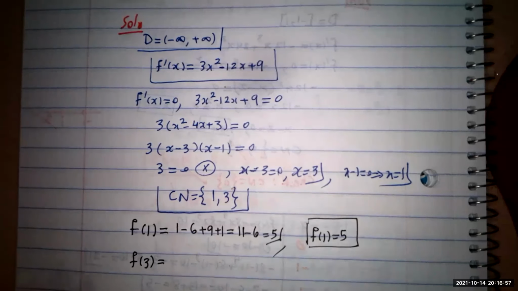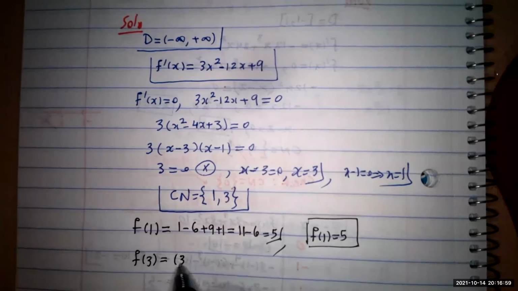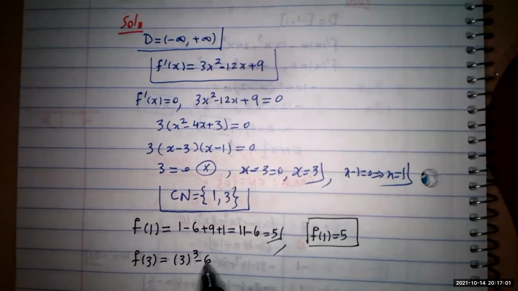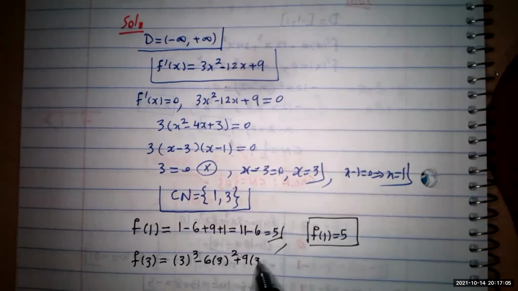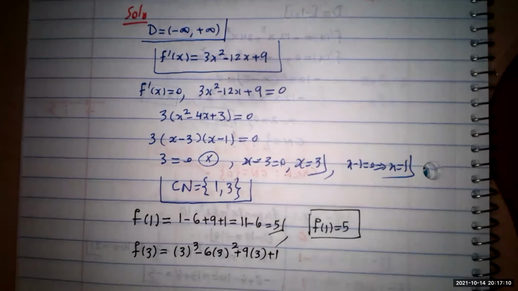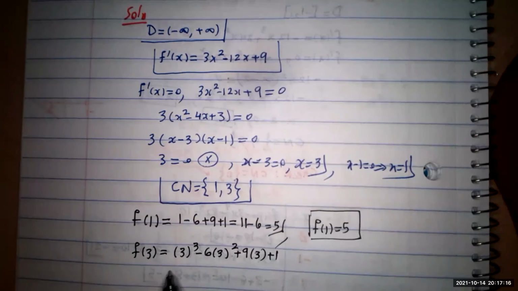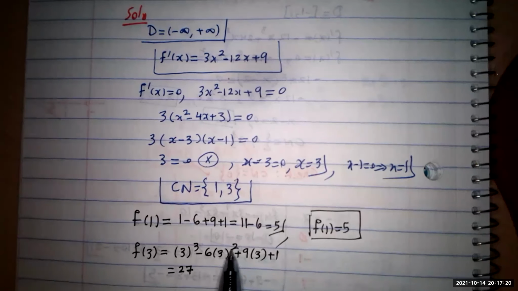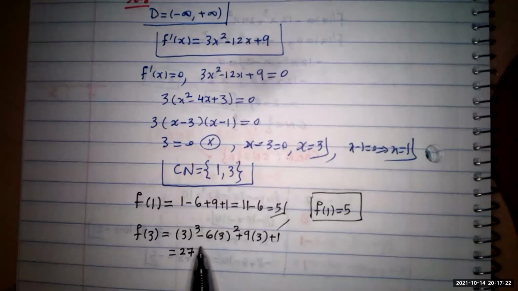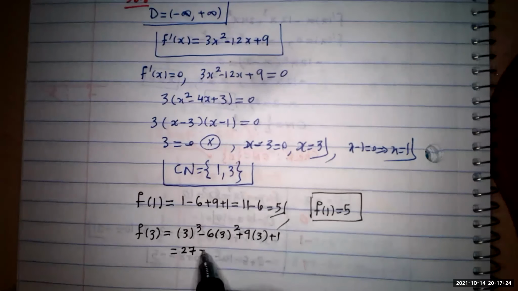If you go back and substitute, that gives us 3 cubed minus 6 times 3 squared plus 9 times 3 plus 1. Again, carefully evaluate. 3 cubed would be 27. 3 squared would be 9, and 9 times 6 would be 54.